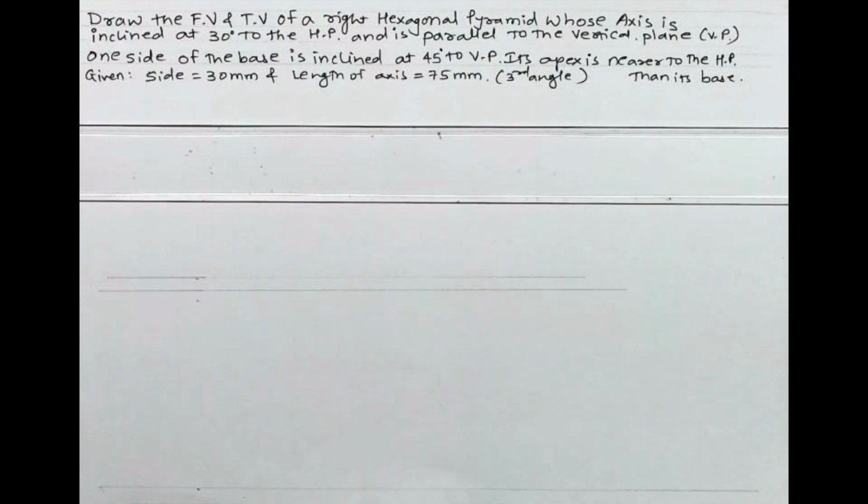Welcome to Technical Drawing. Today we'll draw front view and top view of a right hexagonal pyramid whose axis is inclined at 30 degree to HP and parallel to vertical plane. One side of the base is inclined at 45 to VP. Its apex is nearer to the horizontal plane. Given side is 30 and length of axis 75, and then we need to do this sum in third angle.